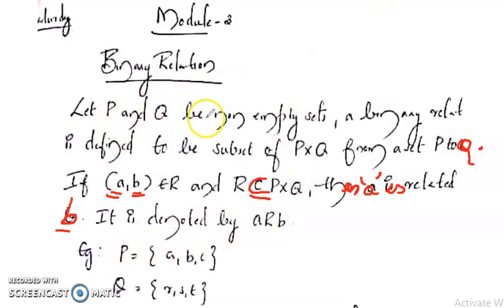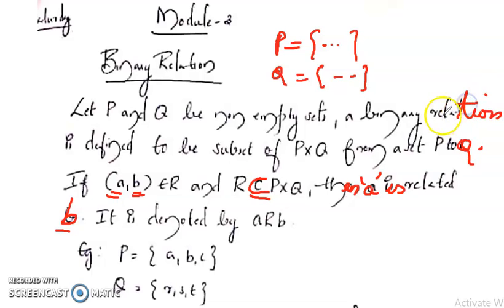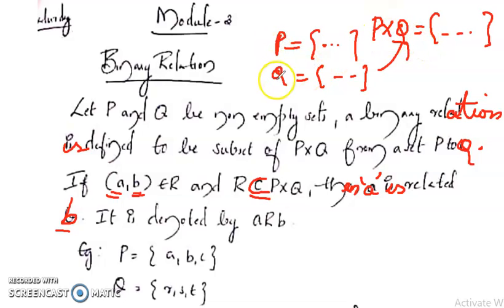I'll read it again. P and Q are non-empty sets. So you know what a non-empty set is, right? P and Q have some elements. What is a binary relation? A binary relation is defined to be a subset of P cross Q. So we have to find P cross Q, and the binary relation will be a subset of P cross Q, that is from set P to Q.